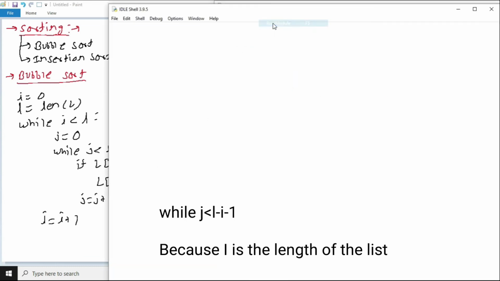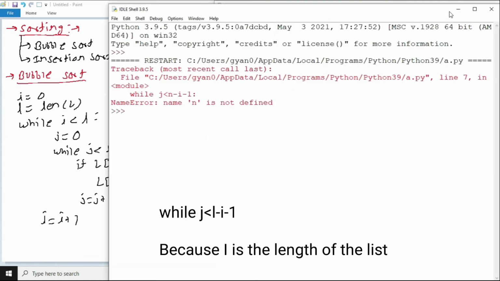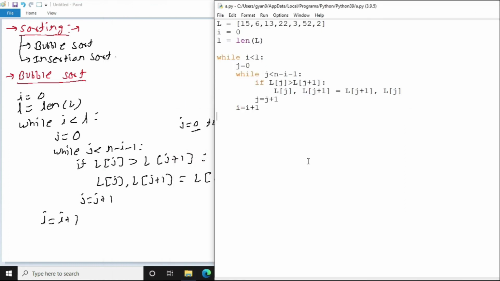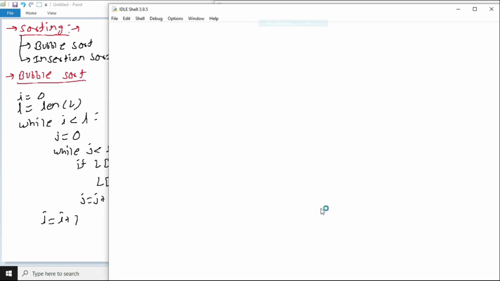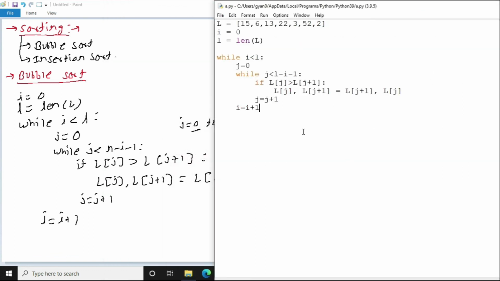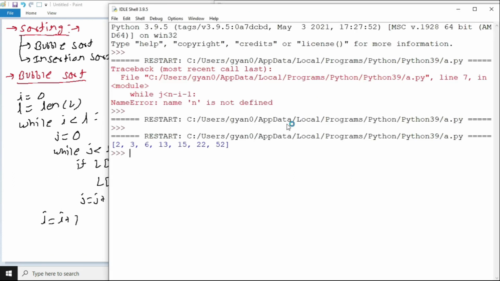Run module, and it says that name n is not defined. Maybe there is some error. It should be L, not n. L means the total length of the list: total length of the list minus i minus 1. Now run module, and of course it is not printing anything, because after sorting the list we have to print it. Print L, the sorted list. Run module, and here our list got sorted and printed.